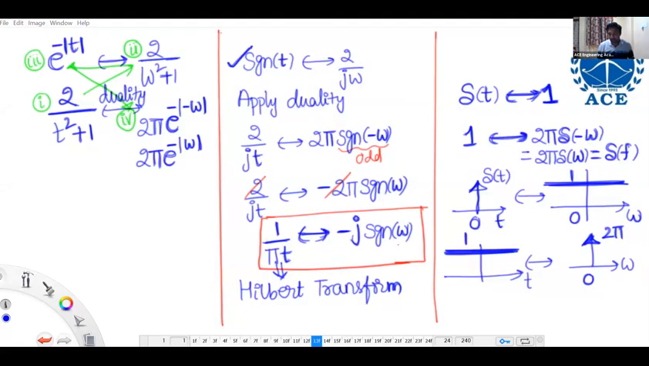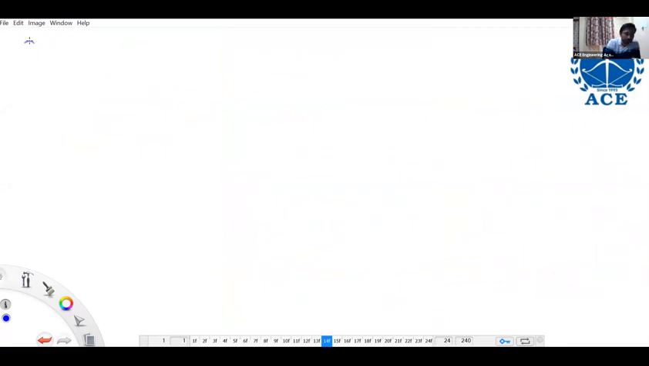Everyone tell me how we express the signum in terms of step function. What is signum in terms of step function? Signum is 2 into ut minus 1. One relation ut minus u minus t. Another relation 2 into ut minus 1. So what is u of t from this? 1 plus signum by 2.